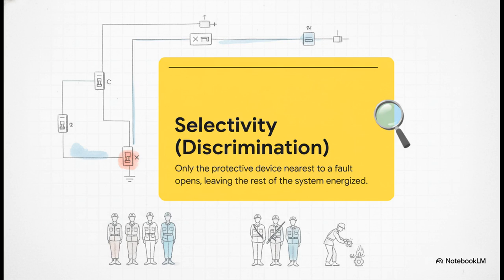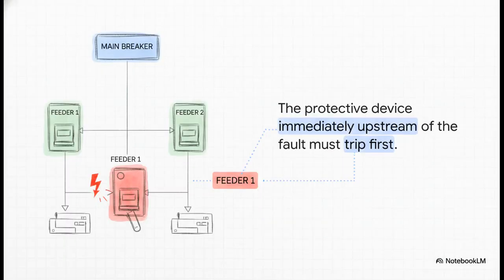When a fault happens, you only want the protective device that's immediately upstream of the problem to open. That's it. It's like having a chain of command. You want the soldier closest to the fire to handle it. You don't want the general at headquarters to launch every missile. For an electrical system, it means a tripped outlet in the break room shouldn't take out the power for the whole floor.